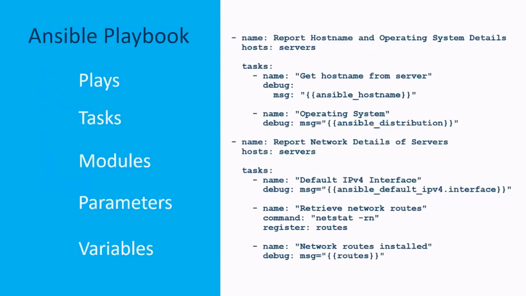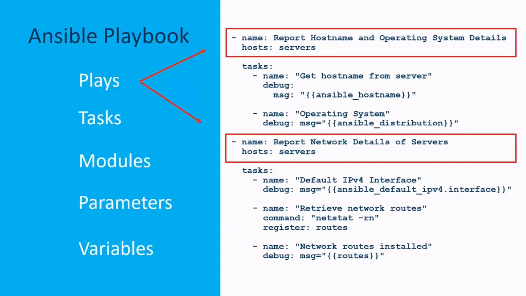This is an example of an Ansible playbook that I got from DevNet at developer.cisco.com. You can see that it has plays. Here we can see two plays. One, we're going to report host name and operating system details, and the second play, report network details of servers.